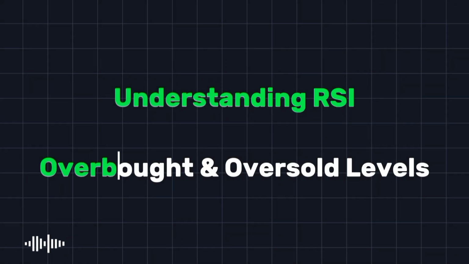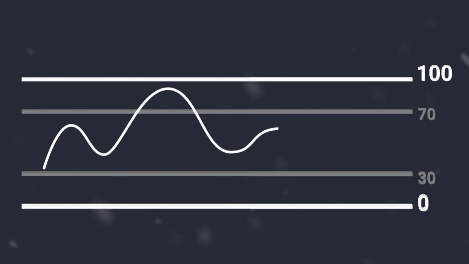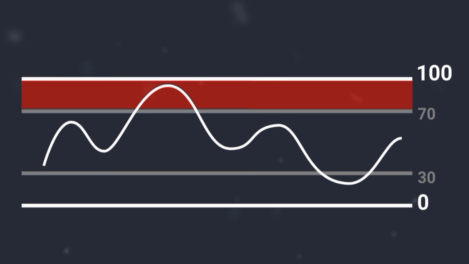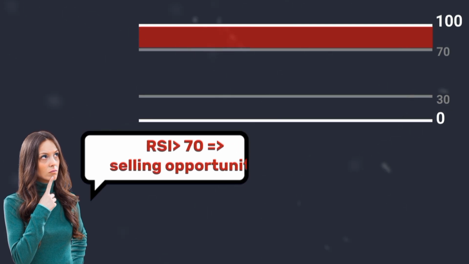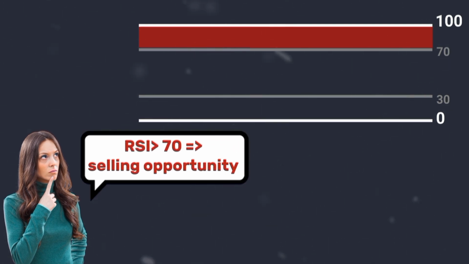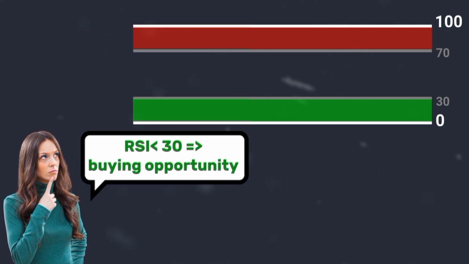Understanding RSI and overbought and oversold levels. RSI, or the Relative Strength Index, is a momentum oscillator that ranges between 0 and 100. Traditionally, an RSI above 70 is considered overbought, while an RSI below 30 is seen as oversold. Many traders assume that an RSI above 70 signals a selling opportunity, and an RSI below 30 indicates a buying opportunity. However, this approach is not always true.